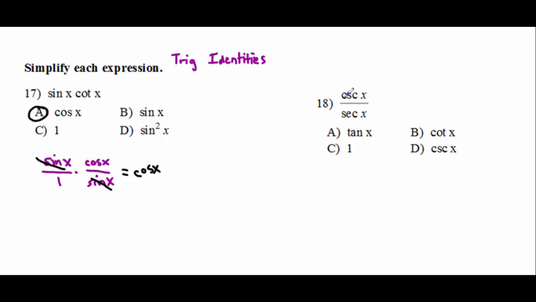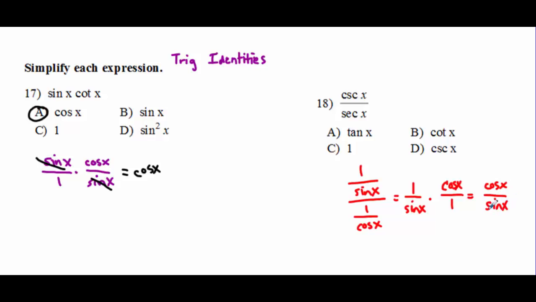On 18, cosecant x I can change to 1 over sine x, and secant x I can change to 1 over cosine x. And then, because I have a fraction over a fraction, the way I divide fractions is leave the top alone and flip the bottom. So you'll see nothing cancels, so I'd have to write this as cosine x over sine x. That's not an answer choice, but look at your identities, because cosine x over sine x equals cotangent x. So my answer is B.